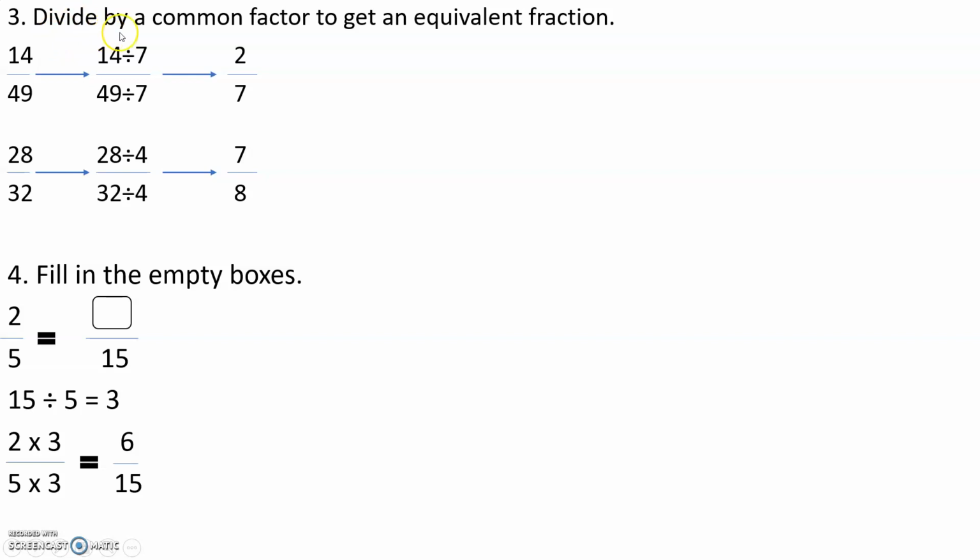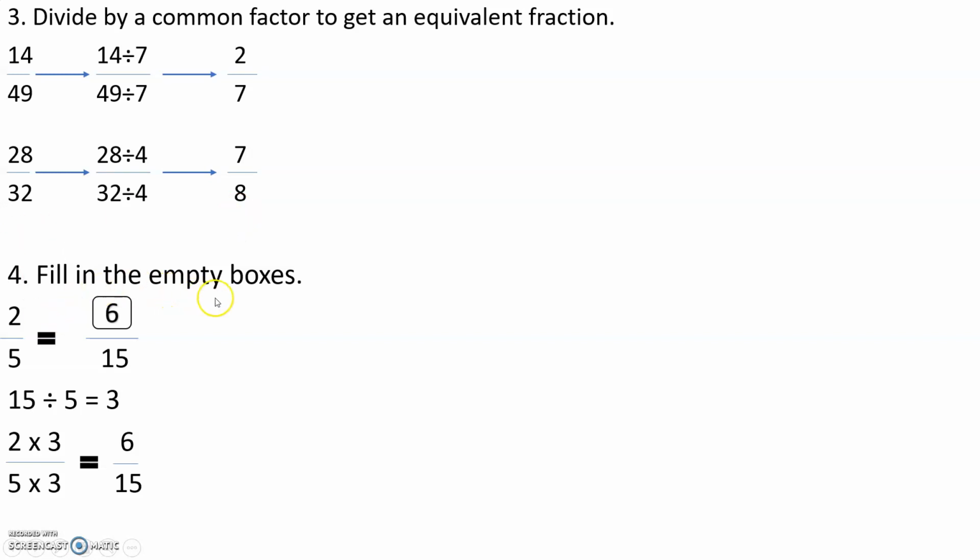Next, divide by a common factor to get an equivalent fraction. See 14 upon 49. When we divide these two numbers by 7, we get the answer as 2 upon 7. See, 7 twos are 14. Then 7 sevens are 49. Next, 28 upon 32. So 28 divided by 4 upon 32 divided by 4. So 4 sevens are 28 and 4 eights are 32.